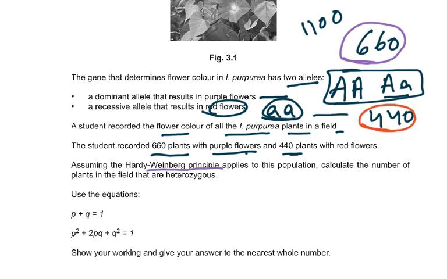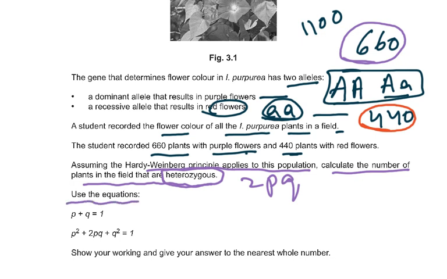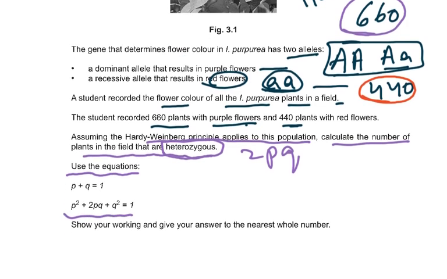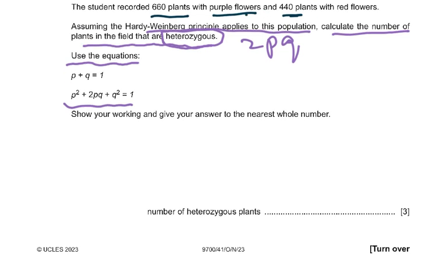Assuming the Hardy-Weinberg principle applies to this population, calculate the number of plants in the field that are heterozygous, that is 2pq. Either you know Hardy-Weinberg or you don't know it. So if you don't know it, just leave it. I would rather you did a 95 mark paper and got 60 marks rather than doing the 100 marks and getting 30 marks. Use the equations p plus q is equal to 1, p squared plus 2pq plus q squared is equal to 1. Show your working to the nearest whole number. So number of heterozygous plants, that's a lot of work. How are you going to do this?